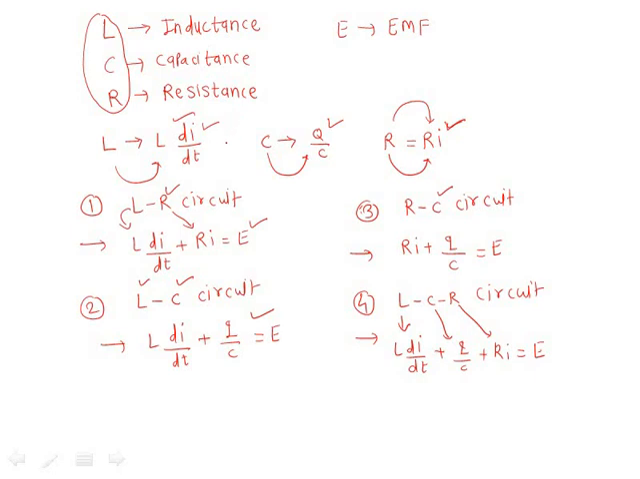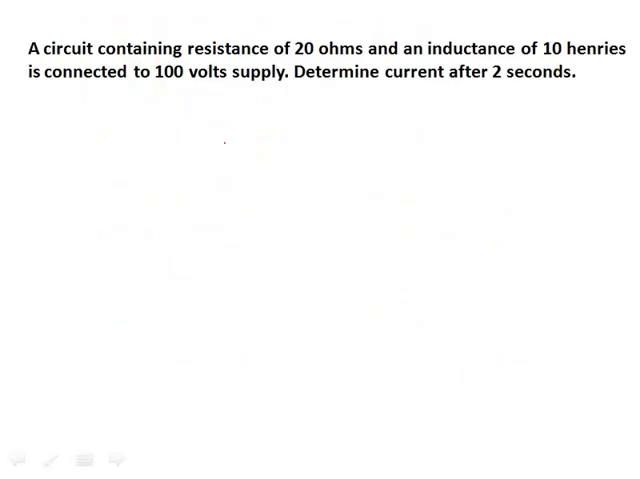In this way, we can make the differential equation of any electrical circuit. Now we will proceed for one of the examples based on electric circuit. A circuit containing resistance of 20 ohms and inductance of 10 henries is connected to 100 volt supply. Determine current after 2 seconds. So here we have to find out the value of current I after 2 seconds.